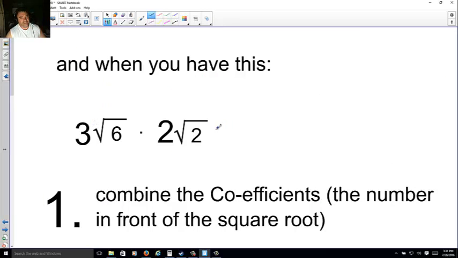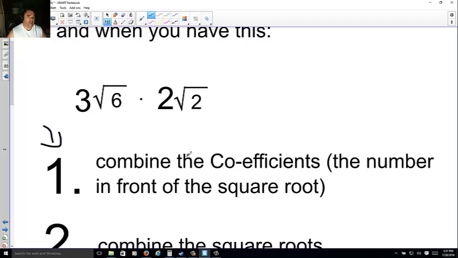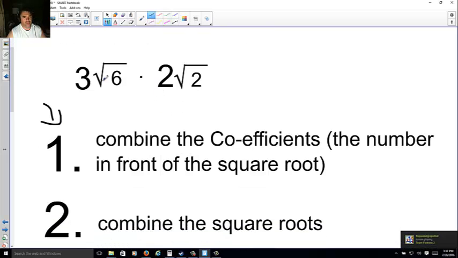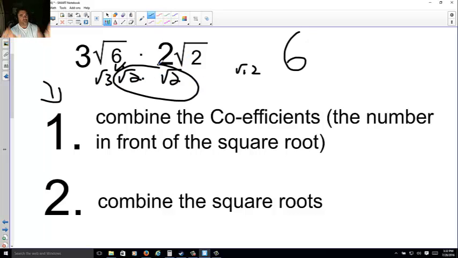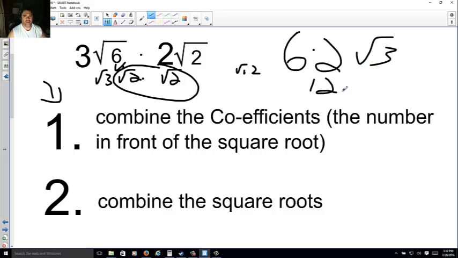And when you have this, 3 times square root of 6 times 2 square root of 3, step 1, combine the coefficients. In other words, 3 and 2. So you can take 3 times 2 and make 6. Combine the square roots. Well, 6 times 2, you could either make square root of 12 and work off that, or just make 6 into square root of 3 and square root of 2. This square root of 2, and you're all timesing, 2 pieces of the locket come together to make a whole 2, and this is what's left. 6 times 2 is 12, square root of 3.